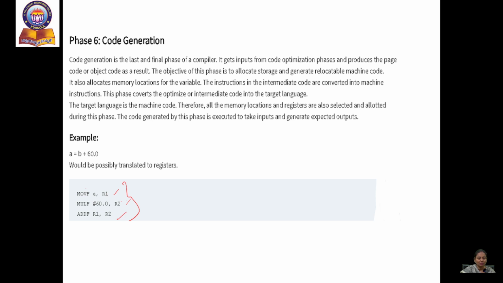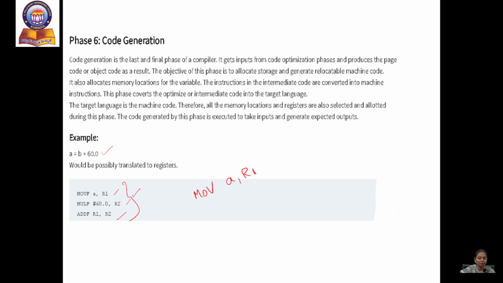So whatever we have in R1 and R2, the multiplication will be done on R1 and R2, and it is going to be stored in R1. So like that, these statements are written in the mnemonics format. Here we can write it as move A into R1. So whatever the value is there, that will be stored in A.